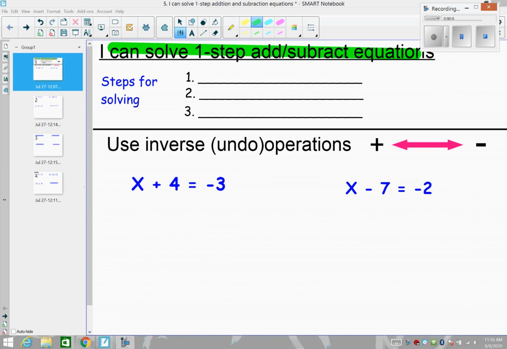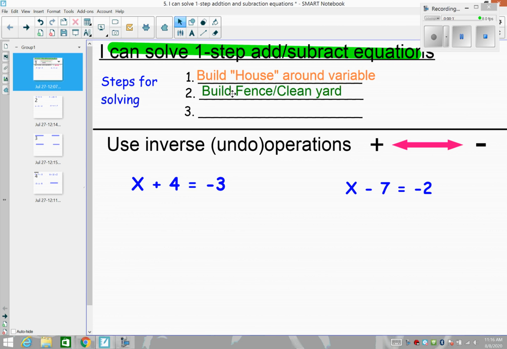Friends, our learning target today is: I can solve one-step addition and subtraction equations. For our steps for solving today, we are going to do something called build a house around the variable. Step 2 will be to build a fence, clean the yard. That's just some expressions that I use. And finally, we'll check.